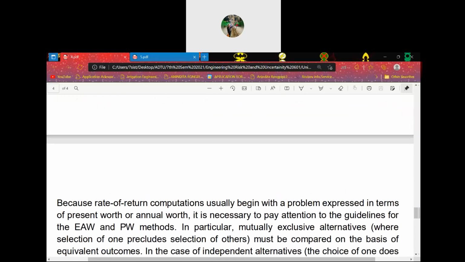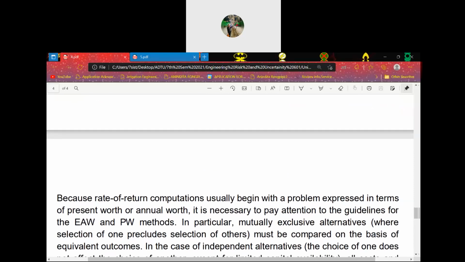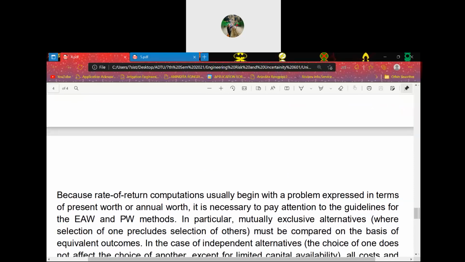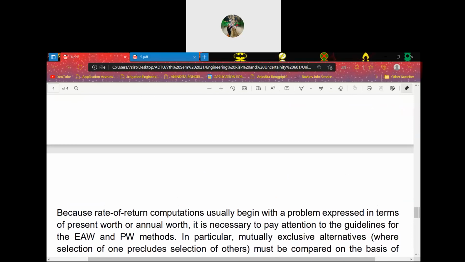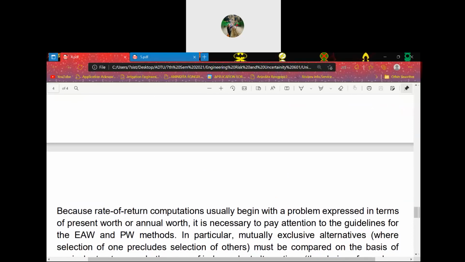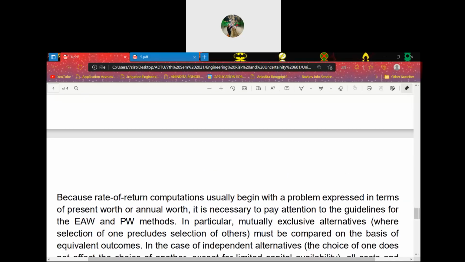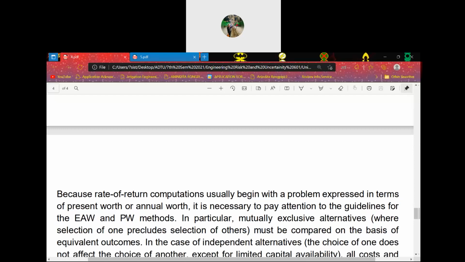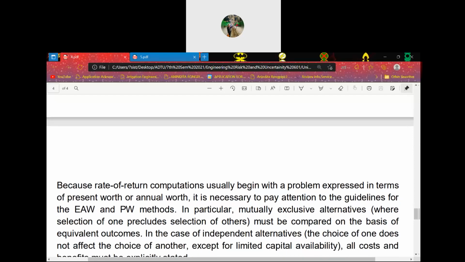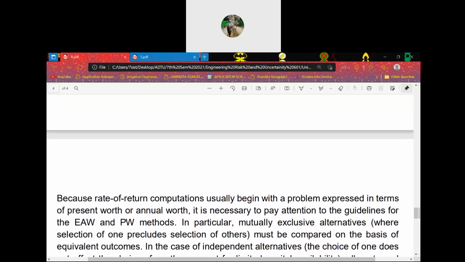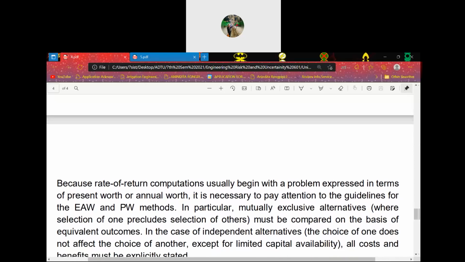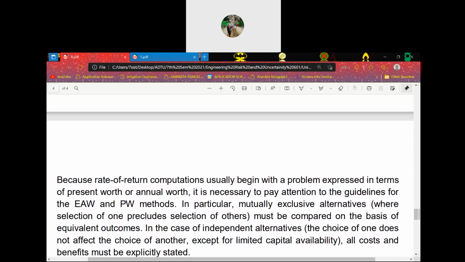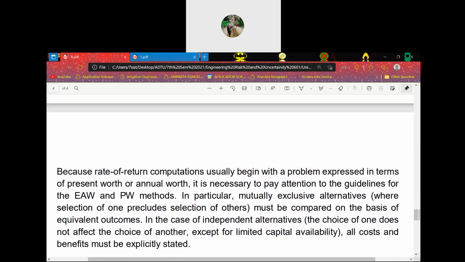Because rate of return computations usually begin with a problem expressed in terms of present worth or annual worth, it is necessary to pay attention to the guidelines for the EAW and PW methods. In particular, mutually exclusive alternatives, where selection of one precludes selection of others, must be compared on the basis of equivalent outcomes. In the case of independent alternatives, the choice of one does not affect the choice of another, except for limited capital availability. All costs and benefits must be explicitly stated.